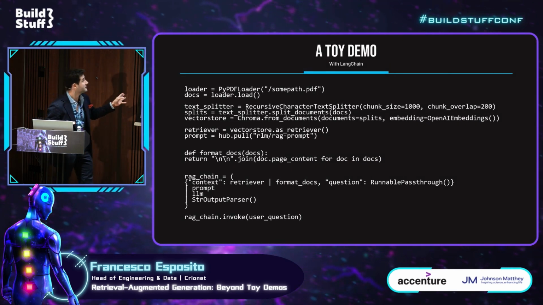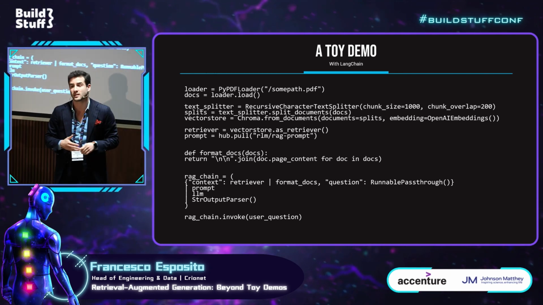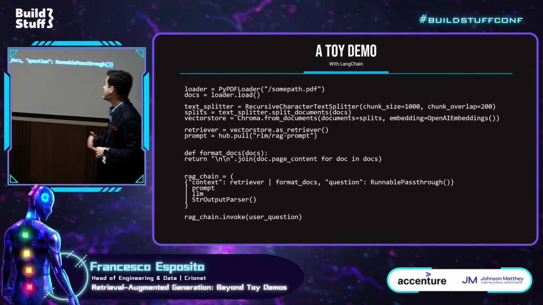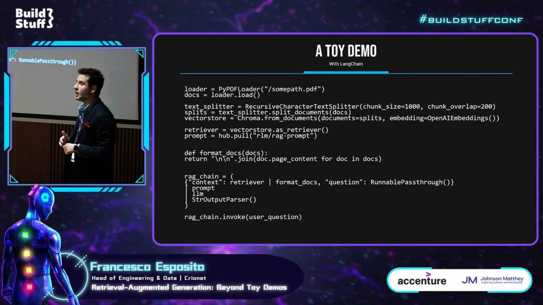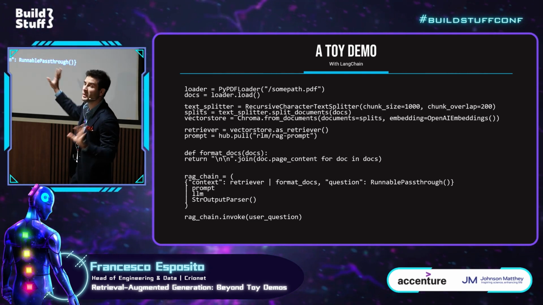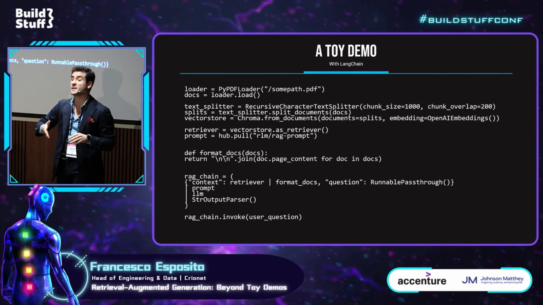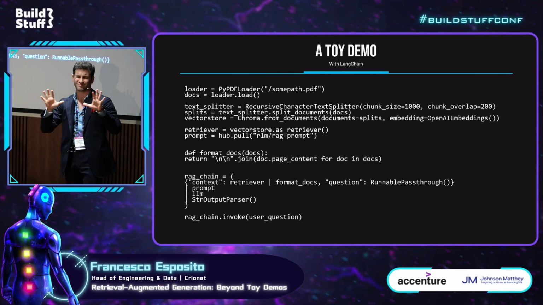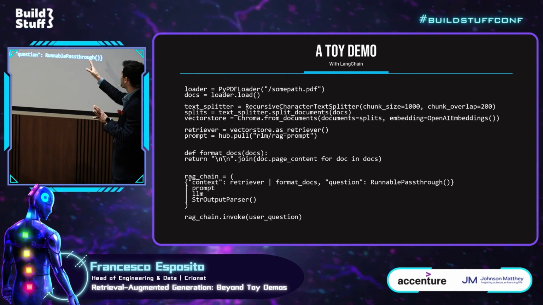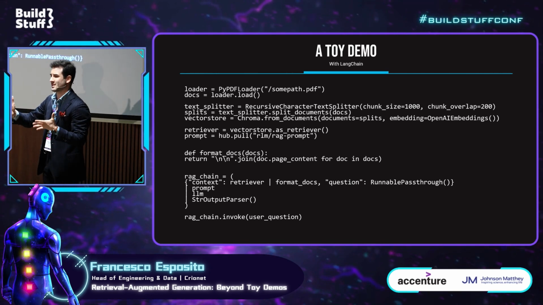So this is how, in a few lines of code, a conference demo of a RAG pipeline would look like. So we are loading a PDF, as simple as that. We are splitting the PDF into chunks. Now, let's focus on this. We are splitting the entire PDF into chunks.